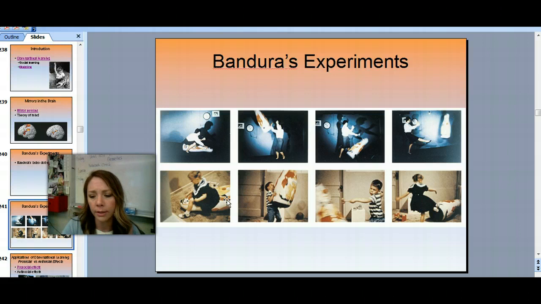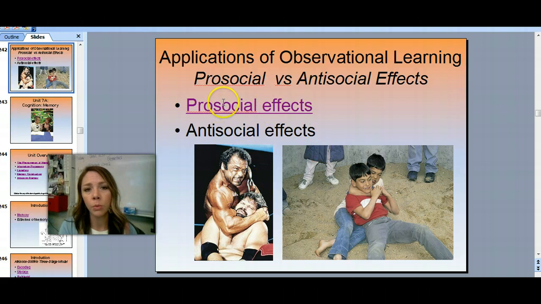Pro-social versus antisocial. Remember, there are things that we can learn in a good way. So sometimes we can watch people being kind and saying please and thank you and being respectful, and we have good things that we learn. Versus antisocial effect, aggression. Kids that play video games or watch wrestling, when put in the same situation, might react the same way if they've seen those things. So pro-social versus antisocial. 21 minutes on learning.